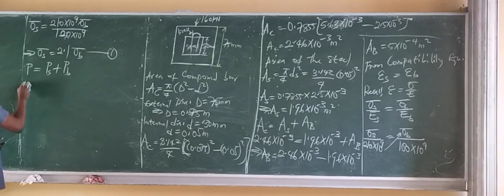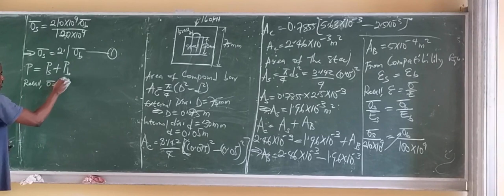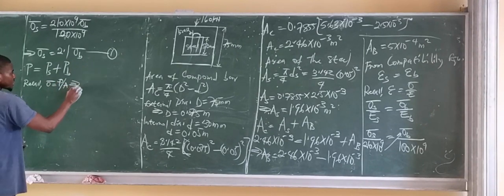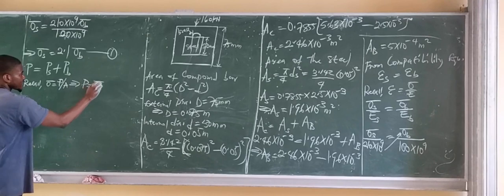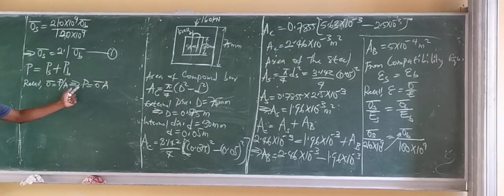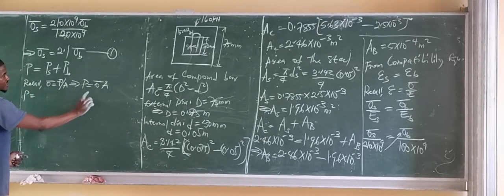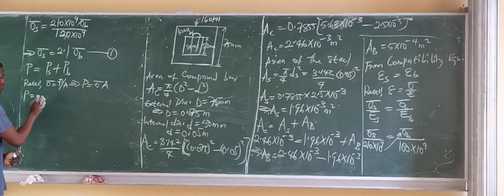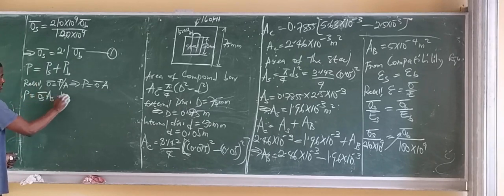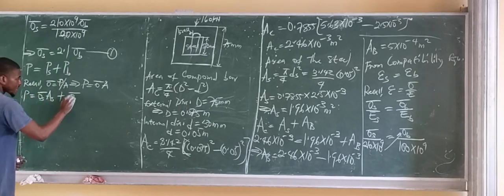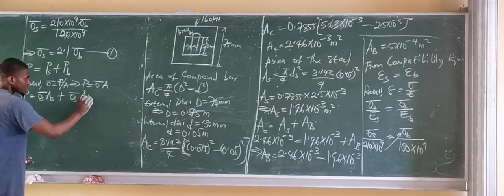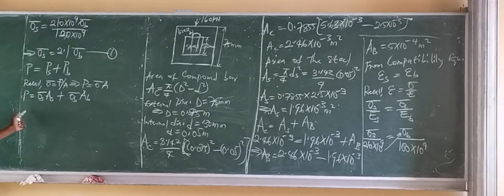But recall that stress itself is simply force or load all over area. So that simply means that if we make load the subject of the formula, it gives us stress times area. So the load or the force is simply stress times area. Therefore, the load carried by the compound bar P is the load of the steel bar, which is the stress of the steel bar times the area of the steel bar, in place of PS, plus, in place of PB, the stress of the brass rod times the area of the brass rod.